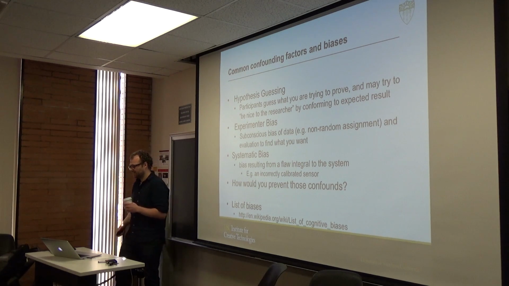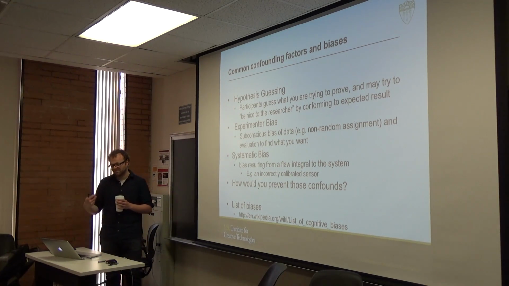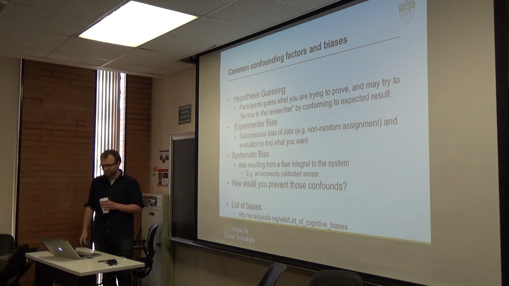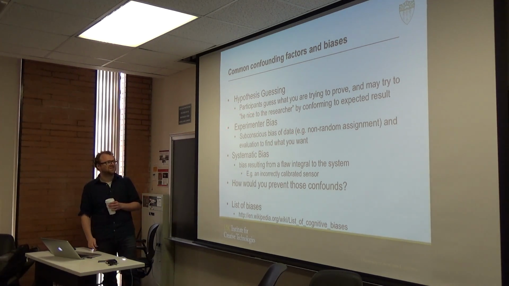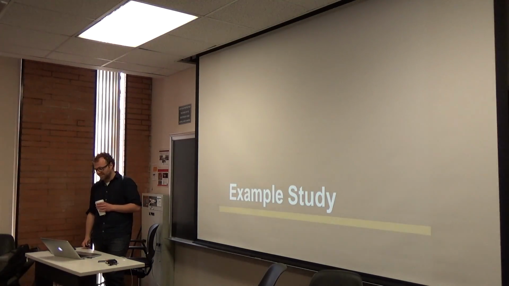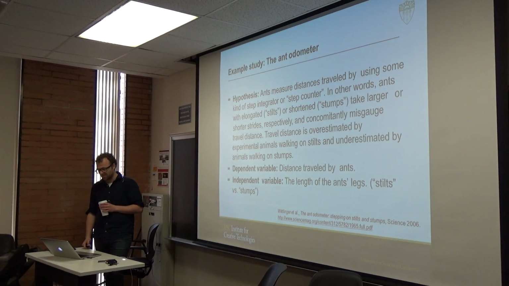So that's a systematic bias that might prohibit you from making certain claims about your data, but doesn't prohibit you from making a claim about which classifier is better or worse, something like that. So there are different kinds of biases here. I have a cool example study that I would like to talk about. It's kind of my favorite.